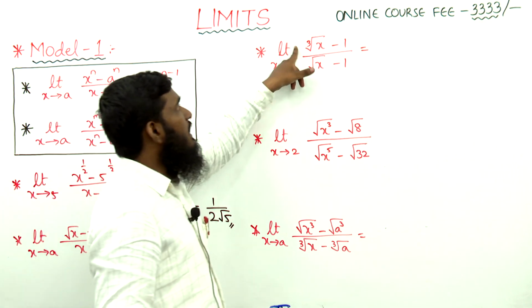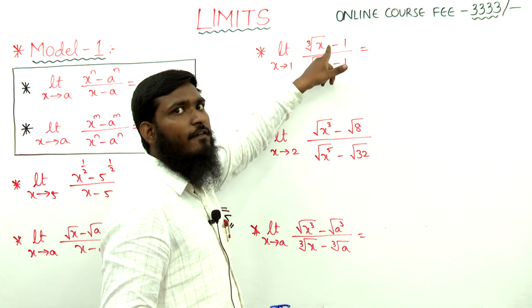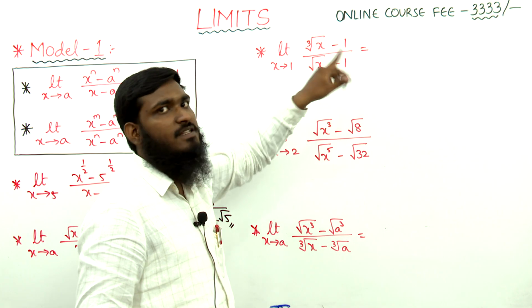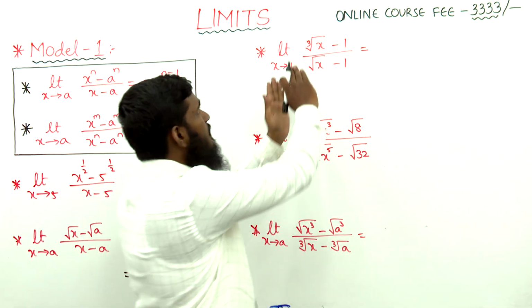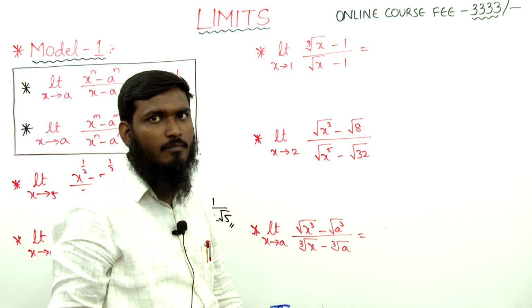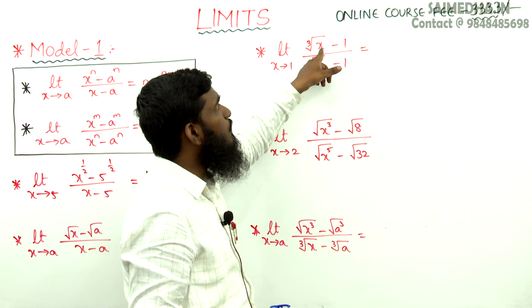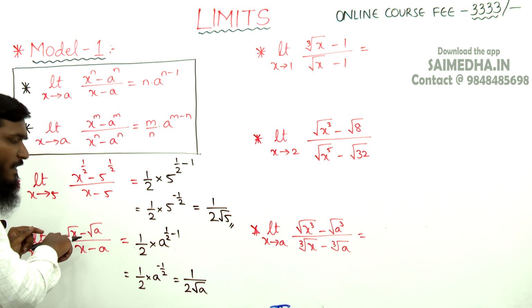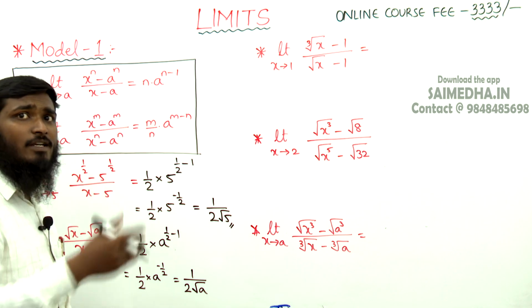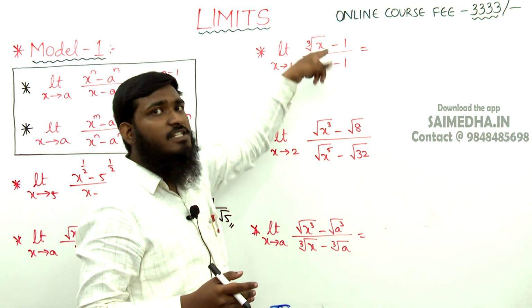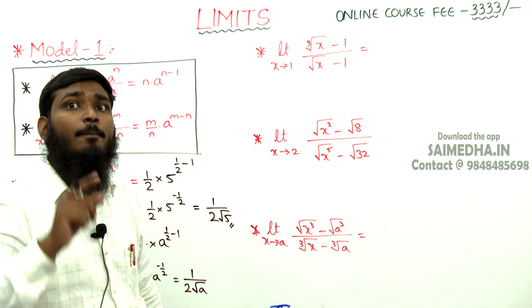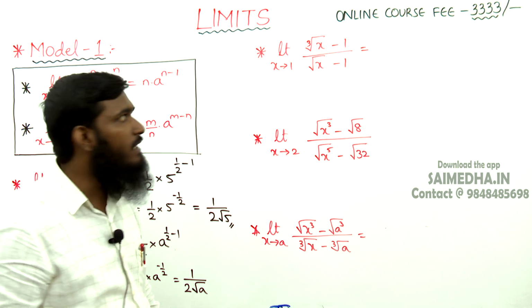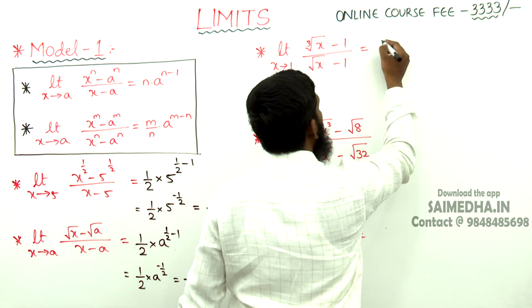Now next question, limit x tends to 1, cube root of x minus 1 divided by square root of x minus 1 is given. Okay, so first we have to convert this root. How can we write this root? Cube root of x is given. For square root of x, how did we write it over here? Power 1 by 2 we have taken. If it is cube root of x, we have to write power 1 by 3. Understood? So let us write this part first.